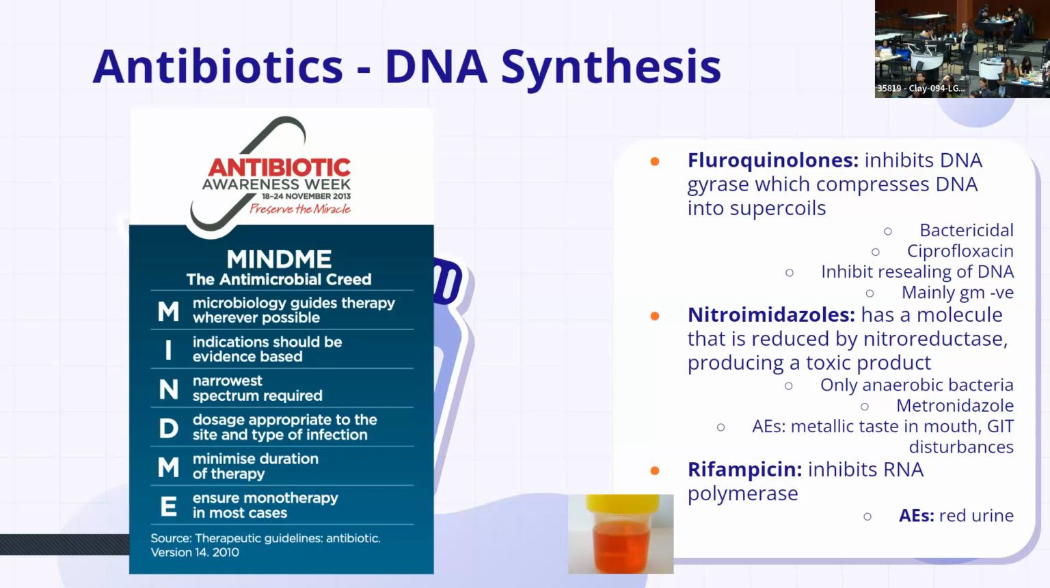And so the way I remember this drug is metronidazole, like metro trains. Metro trains are metallic, so it's got a metallic taste in the mouth. And metro trains obviously don't breathe, so it can only be anaerobic bacteria. And gastrointestinal disturbances again. Our last one is rifampicin, and rifampicin inhibits RNA polymerase, but it can cause red urine, as is shown in the sample, which is lovely.